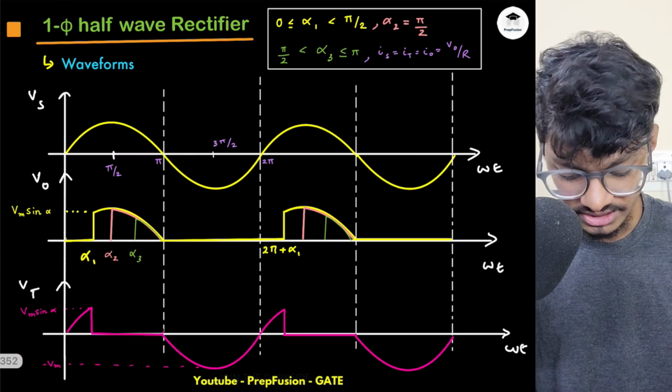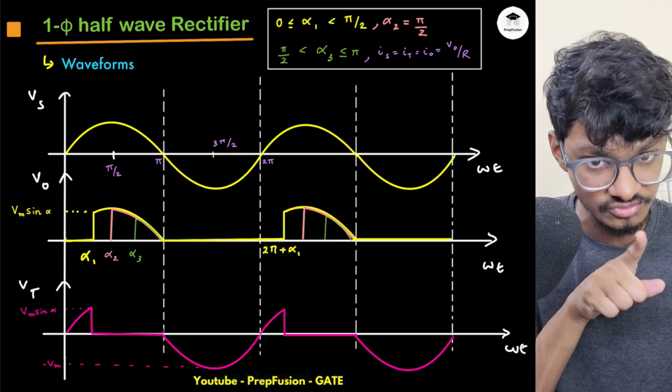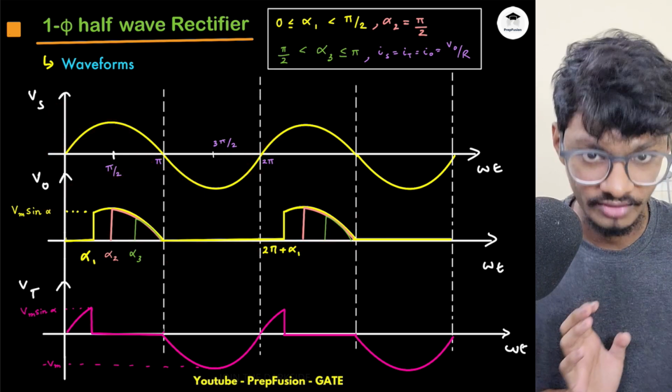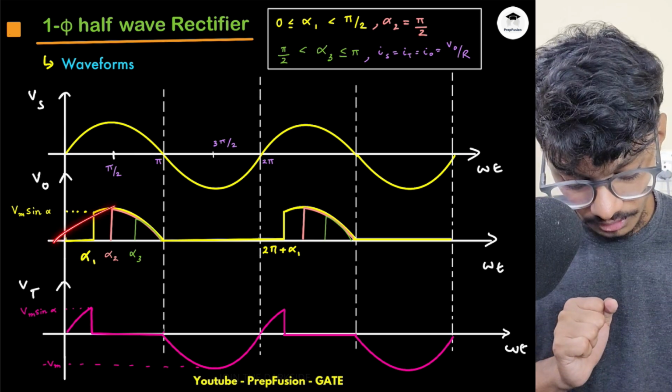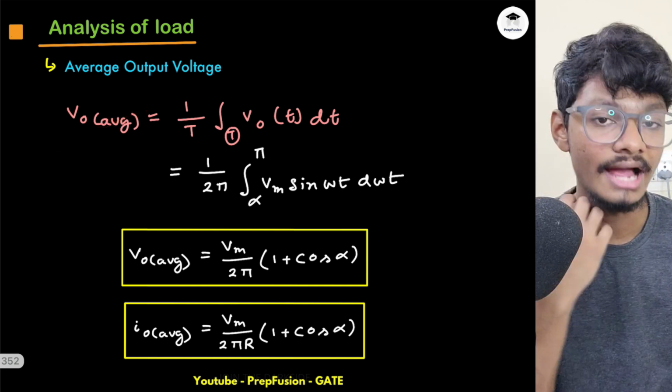So what is the VO average? VO average is the average voltage because no negative portion is there. So VO average won't be 0. VS average, if you observe, is 0 because the average of a sinusoid over a cycle is always 0. I'm getting average voltage and that is what I wanted. I wanted the DC component. That's why I'm interested in the average component.